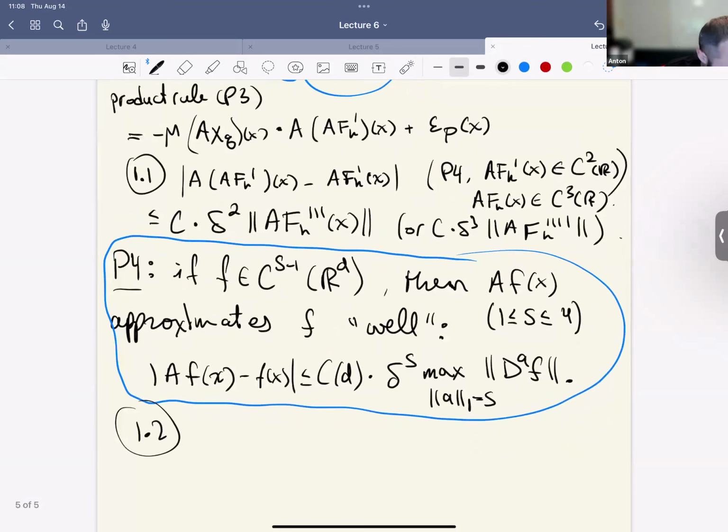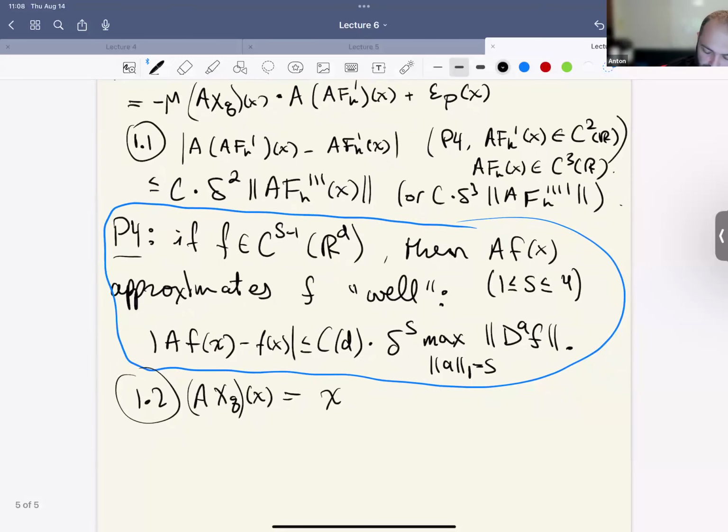1.2. This is A applied to x sub q of x. What is it equal to? It equals x, also by property number 4. Basically, x sub q is a linear function, and we're going to interpolate linear functions perfectly.